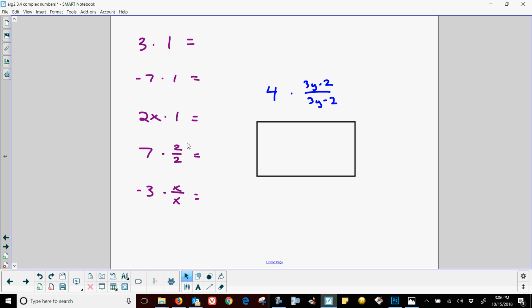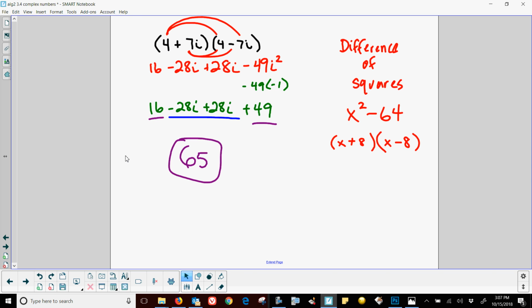I'm like, whoa, whoa, whoa. 2 over 2 is just 1. x over x, that's also 1, right? They're like, oh, I guess that makes sense. So negative 3 times x over x, it's just going to be negative 3. I said we can even get super complicated: 4 times (3y minus 2) over (3y minus 2). Well, this just equals 1, and we get our answer. So that's still just 4. I said, fantastic. That's what we're going to do.